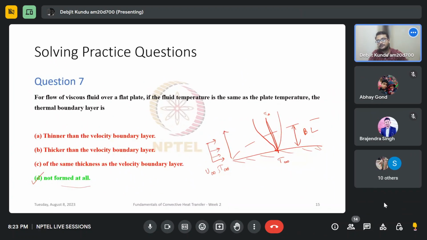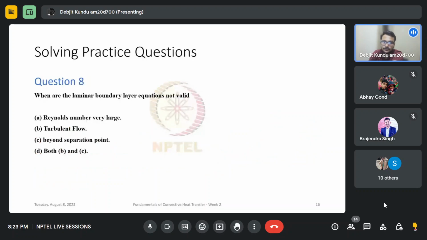So good, very good. Now we will move on to the last question of today's session, which is asking us, when are the laminar boundary layer equations not valid? Is it option A, when Reynolds number is very large? Is it option B, turbulent flow? Is it option C, beyond separation point? Or is it option D, both B and C?